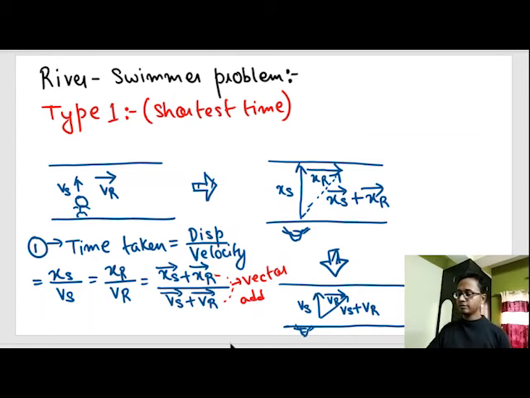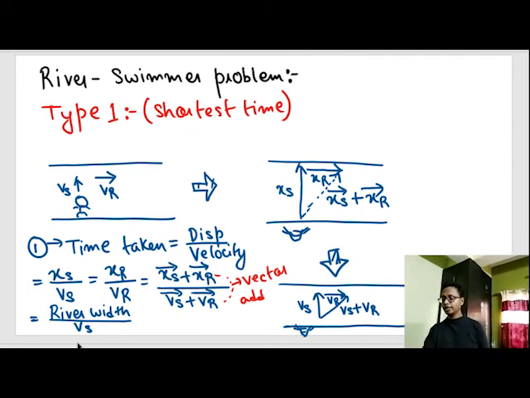xs is nothing but the width of the river, so river width by velocity of swimmer. So these four are equal. Whatever is given in the question, we'll find the answer by using these four equations.